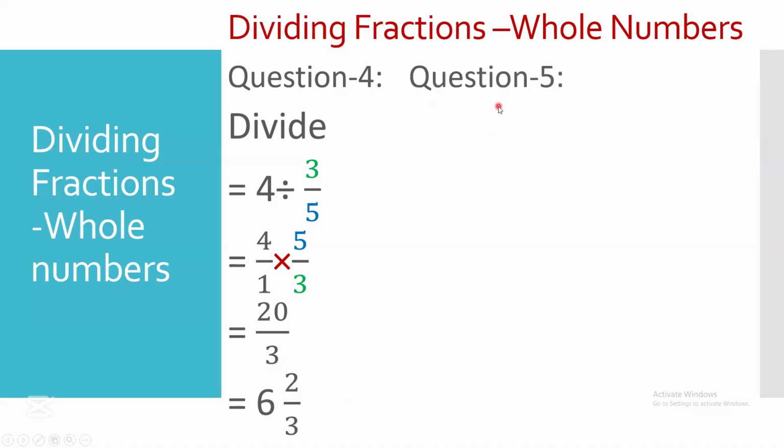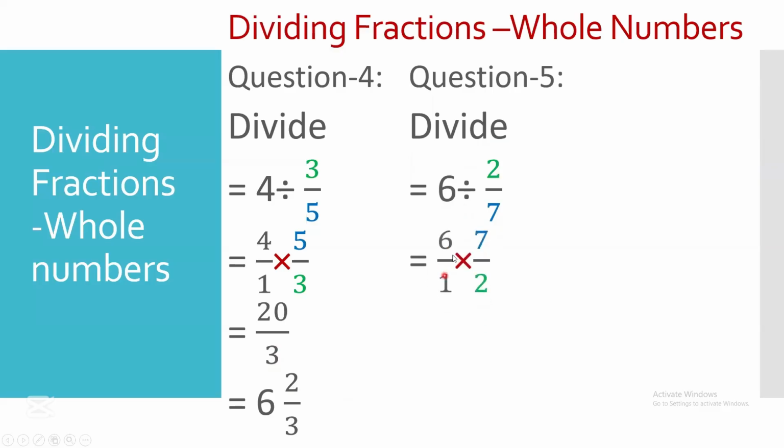My dear students, now question number 5, you see, divide 6 division sign 2 by 7. Now this 6 means 6 by 1, change the division sign into a multiplication sign, then 2 by 7 change into its reciprocal fraction, upside down, 7 by 2. Now you can observe that 2 can divide 6, so we can divide it, and what is the result? 3 twos are 6. So now there's nothing left, so 3 sevens are 21 will be your answer.